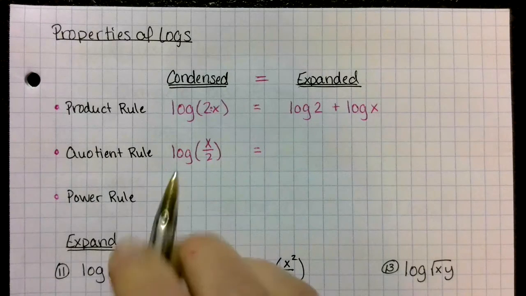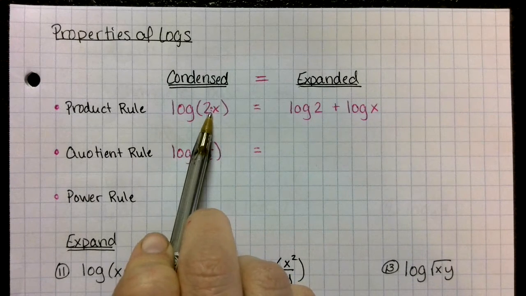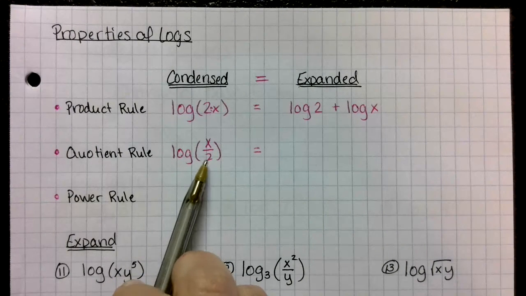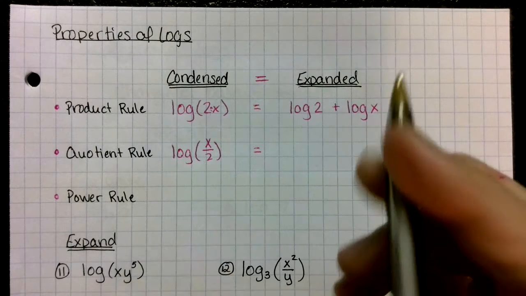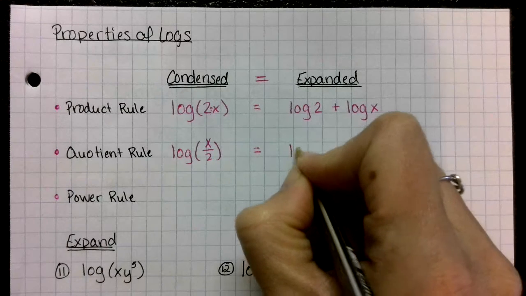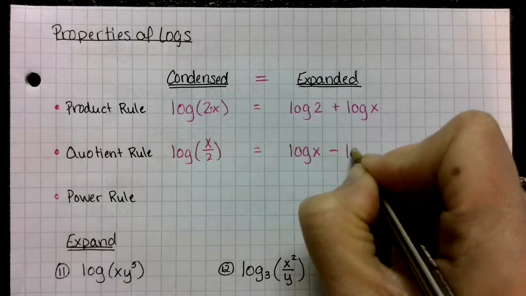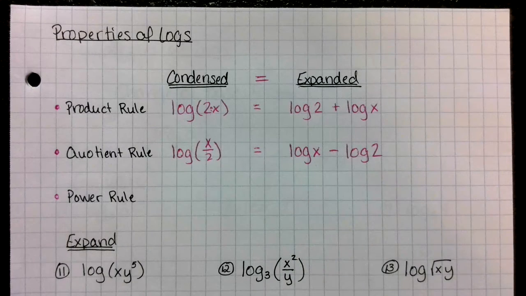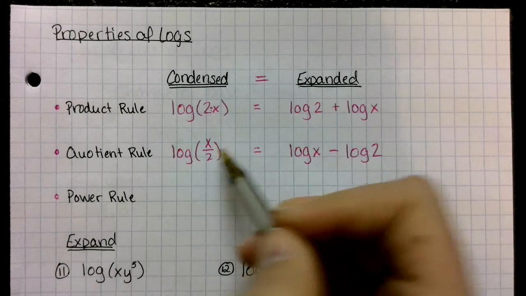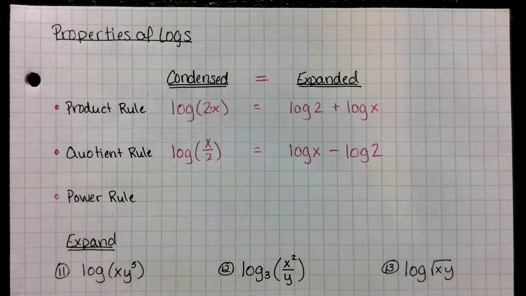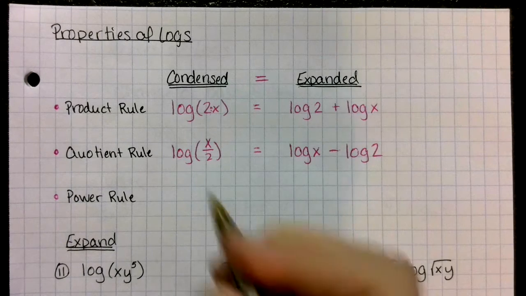Now, with your exponent properties, remember multiplication goes hand in hand with addition. So now what goes with division? Hopefully you remember that one. Division goes hand in hand with subtraction. So to expand that, we take what's being divided and we split that apart into two logs that are being subtracted. So log of x divided by 2 is equal to log of x minus log of 2.